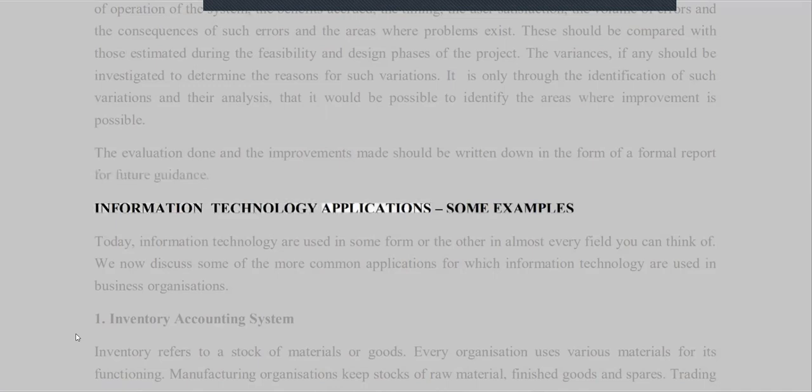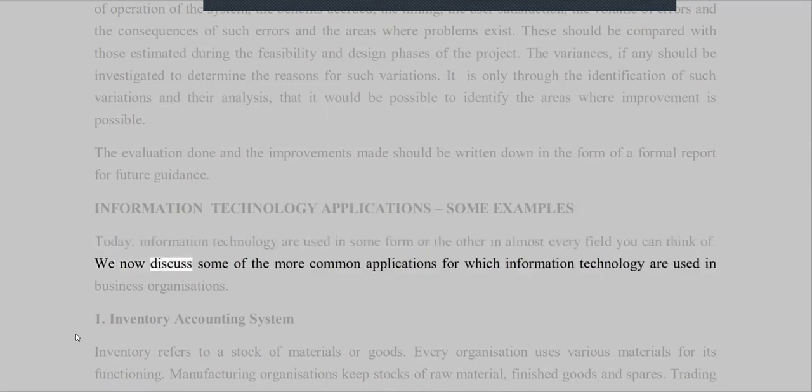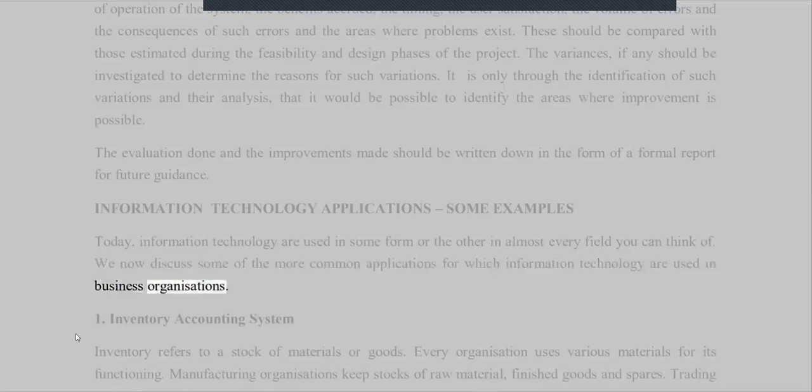Information technology applications, some examples. Today, information technology is used in some form or the other in almost every field you can think of. We now discuss some of the more common applications for which information technology is used in business organizations. 1. Inventory accounting system.